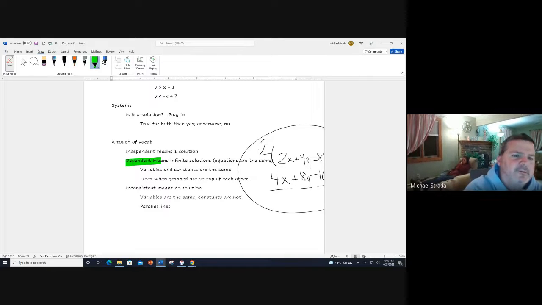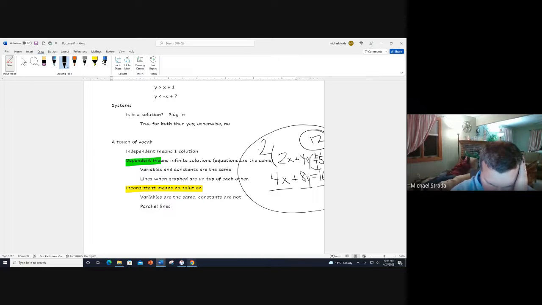Then you're going to deal with inconsistent. All right? Inconsistent means no solution. Variables are the same, constants are not. You have parallel lines. All right? So if I went back to this one, and let's say instead of an 8, that was a 6. Now when I multiplied it, the 2 times the 2x would still give me 4x. 2 times the 4y would give me the 8y. The difference is 2 times 6 is equal to 12. Since it's equal to 12, 12 is not equal to 16. Therefore, that would have no solution. And if you graphed them, they would be parallel lines.